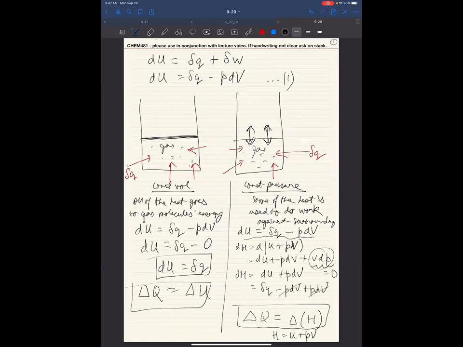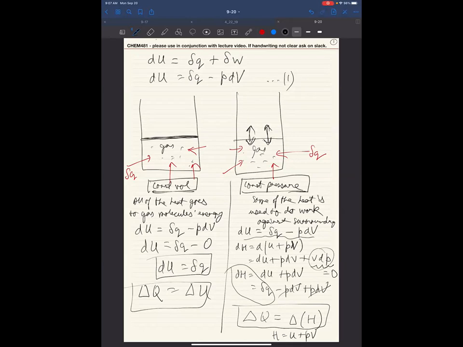And that cancels out. This is what we saw last time, that dH is equal to delta Q, right? So it's slightly more complicated. That's why students also get confused, but it really shouldn't confuse you. So this is what you should remember: delta Q is equal to delta U for a constant volume process, and delta Q is equal to delta H for a constant pressure process.